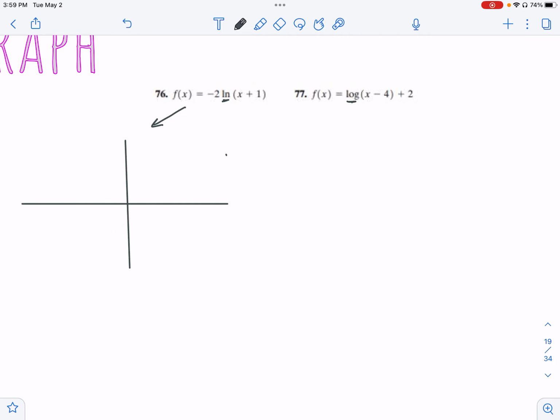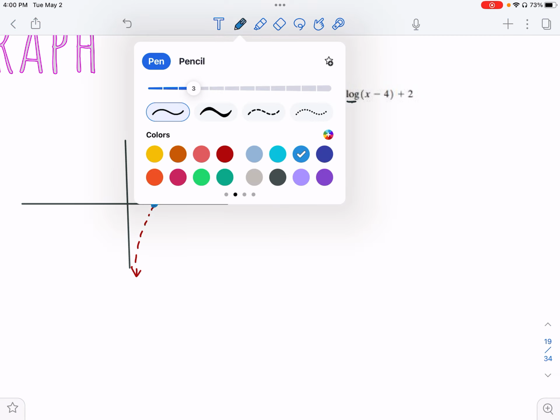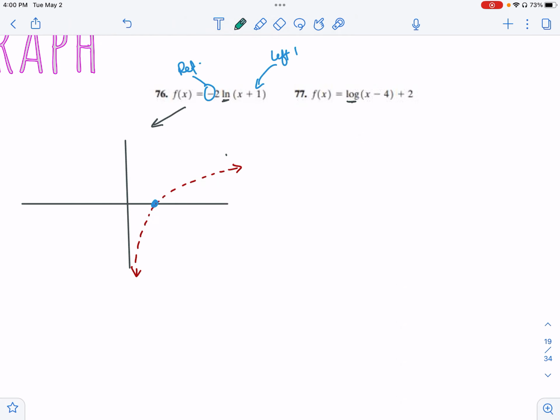So the first thing I'll do is I will draw the parent log function, so I have an idea or a guideline of what to go off of. All right, and then clearly when I diagnose this, there's a negative in the front, so reflection there. This one is responsible for left one. So left one at this point is now at the origin, but then also we have a reflection over the x-axis. So I'm going to reflect it first. A reflection over the x-axis would make the graph go like that.